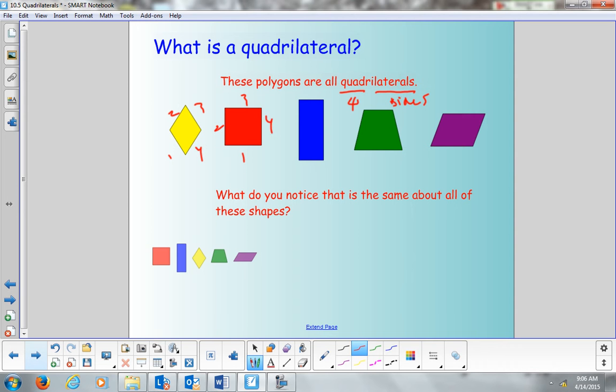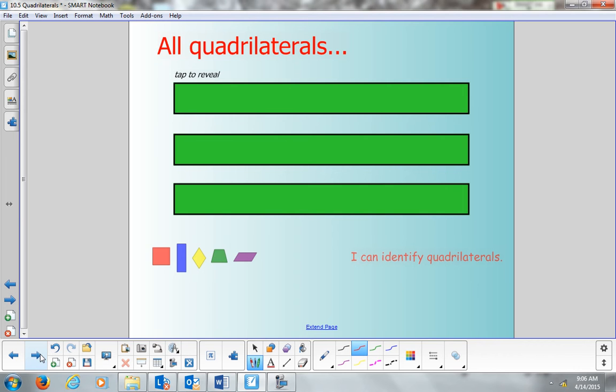All right, so we have 1, 2, 3, 4 sides here. 1, 2, 3, 4 sides here. 1, 2, 3, 4 sides here. 1, 2, 3, 4 sides here. Okay, so they all have 4 sides. We can all agree about that. However, there's going to be different rules for each one. All right, so all quadrilaterals are polygons. Okay, polygons means multi-sided shapes. All quadrilaterals have 4 sides, and all quadrilaterals are going to have 4 angles. I mean corners. Okay, 4 angles.